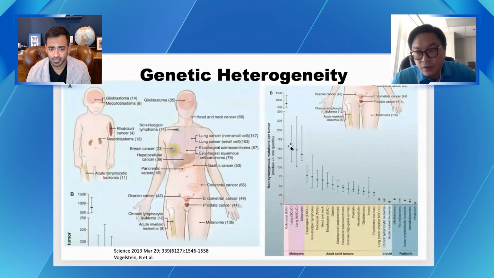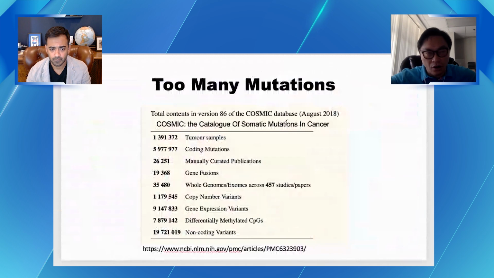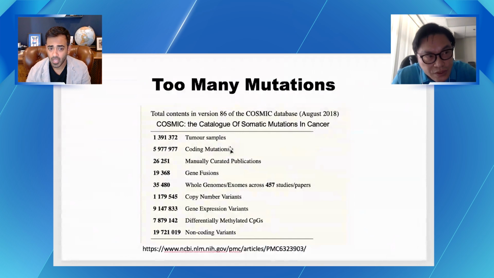180. Whoa. You cannot treat this because you have 180 mutations. It's just way too many. And if you look at between patients, how many mutations in total? This is the COSMIC Database, 2018. This is the catalog of somatic mutations. They took all the known mutations that are found in cancer. How many do you have? Just coding mutations alone, almost 6 million different mutations.